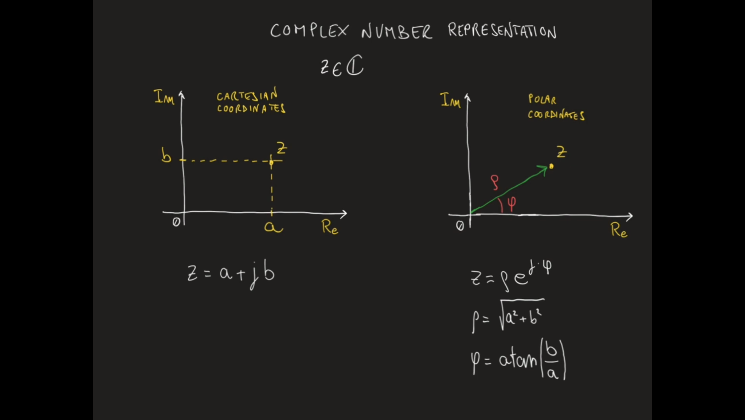We can go from polar to Cartesian representation by expressing a and b as a function of the modulus and the phase of the complex number as a equal to rho the cosine of phi and b equal to rho the sine of phi.